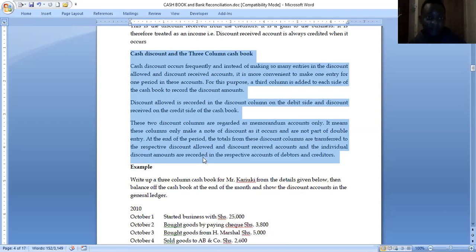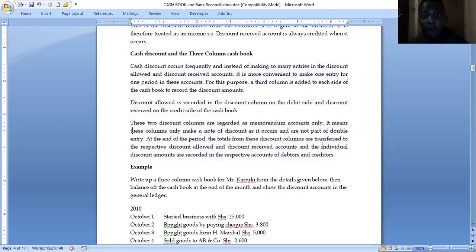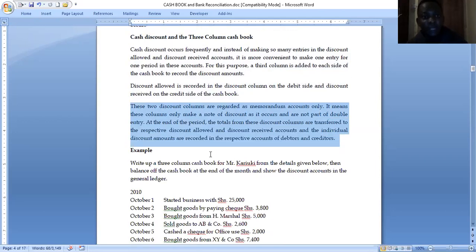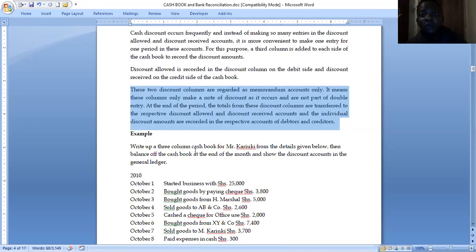I think I had said that. So these two discount columns are regarded as memorandum accounts only. It means that these discounts only make a note of discount as it occurs and are not part of double entry. At the end of the period, the totals of these discount columns are transferred to the respective discount allowed and discount received accounts, and the individual discount amounts are recorded in the respective accounts of debtors and creditors.